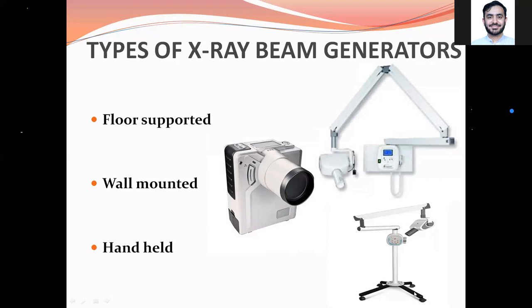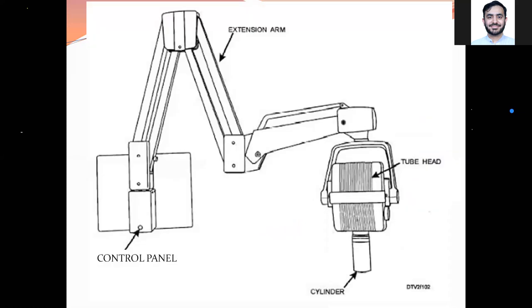The floor supported ones are the older models. They obviously take a lot of space because the pedestal is quite huge. If you have limited office space, it is more likely you will opt for the wall mounted model. Recently you are having these handheld models as well, which increases the portability of the X-ray. Every model has its own advantages and disadvantages. I will not be getting too much into that, but you should know what types of X-ray beam generators are available in Pakistan and which ones will be more useful for you.